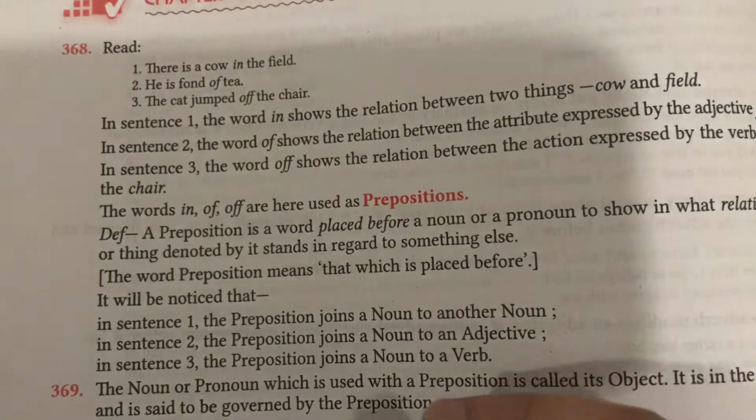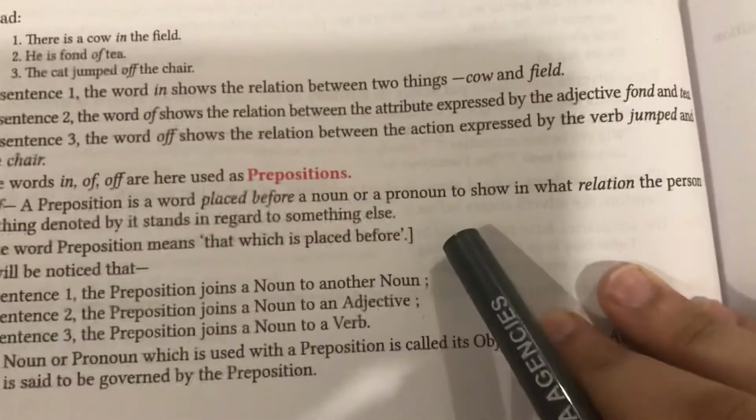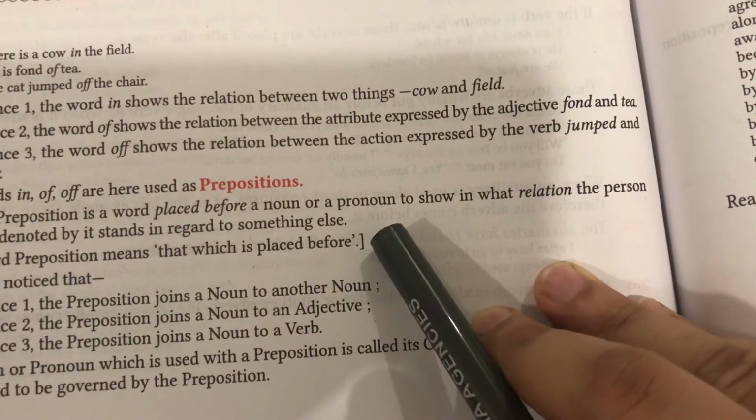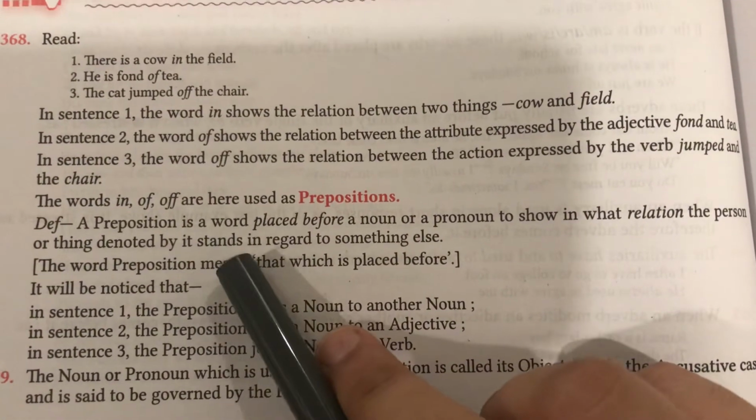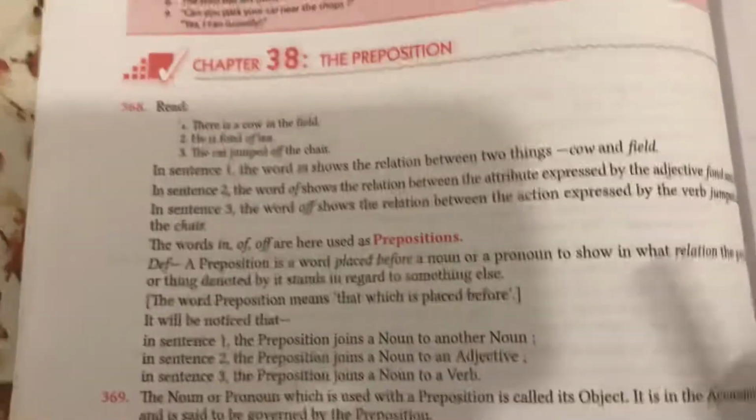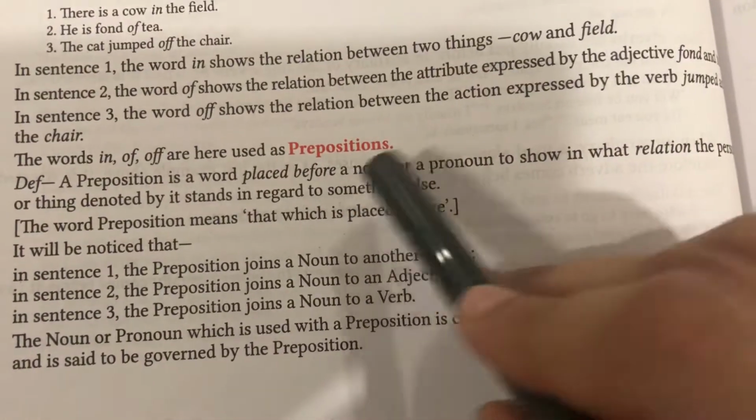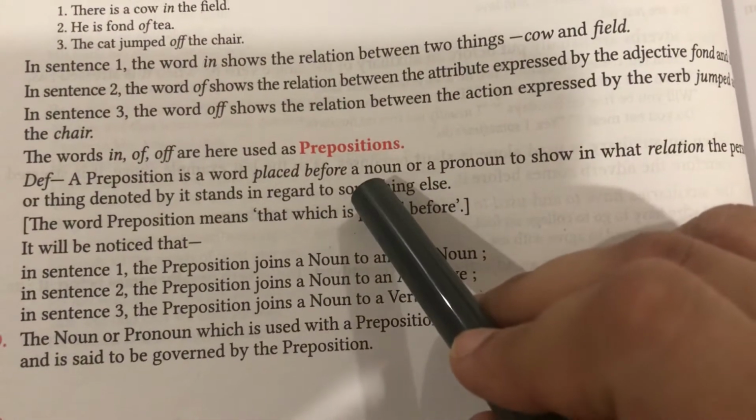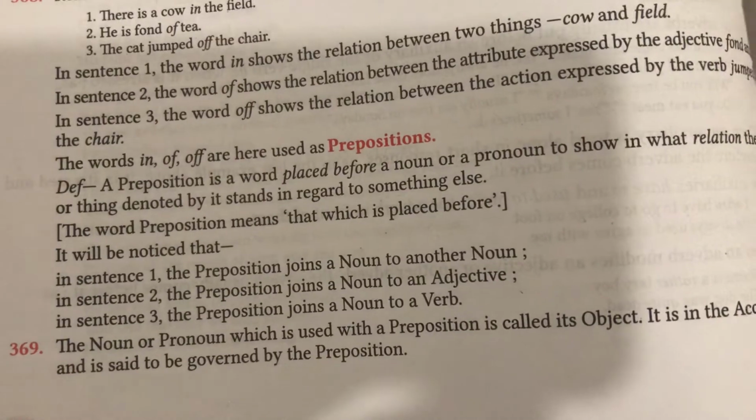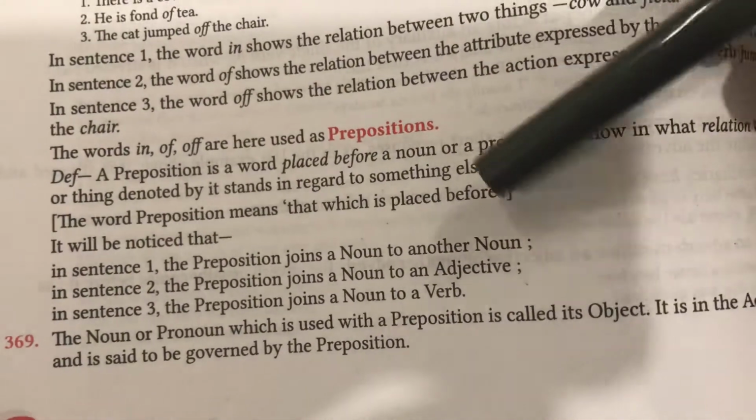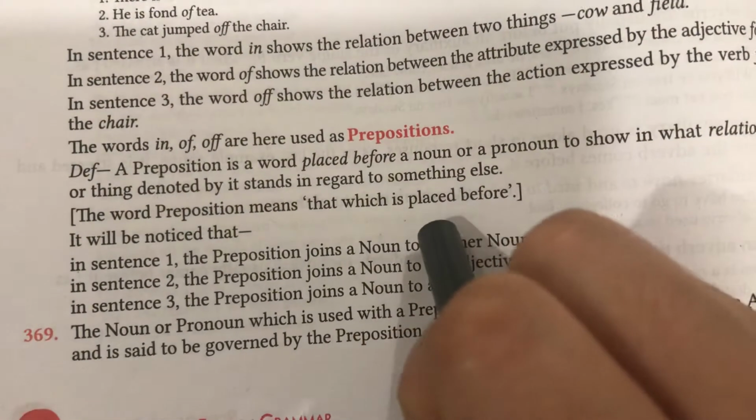So what basically is a preposition? A preposition is a word placed before a noun or a pronoun to show what the relation is between the person or thing denoted by it and something else. First keep this in your mind, that a preposition is basically used before a noun or a pronoun. And what a noun and a pronoun is, you can go through my older videos. You'll get to understand what basically a noun and a pronoun is. So the word preposition means that which is placed before.